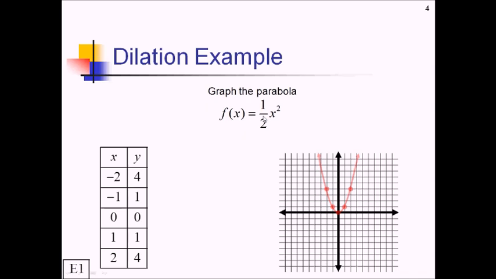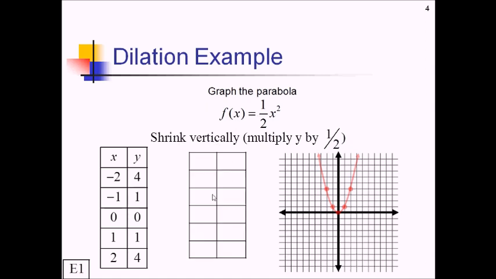You've got a 1/2 outside the squared term being multiplied by it. So we understand that this means we're multiplying the y value by 1/2. And it's an outside change, so it's exactly what it looks like is happening here. So this gives us a vertical shrink. Let's go ahead and apply that in our table now.